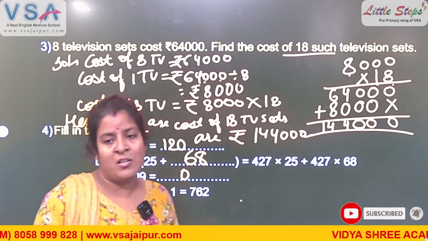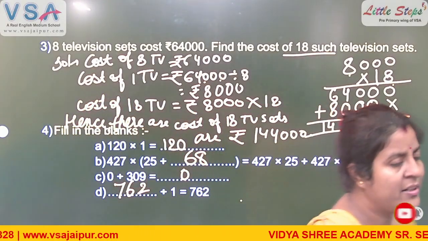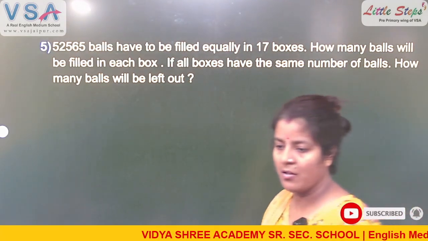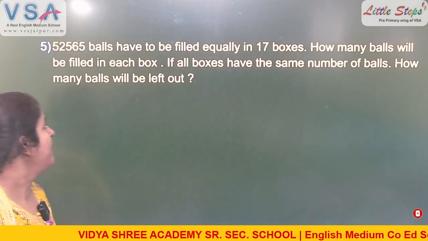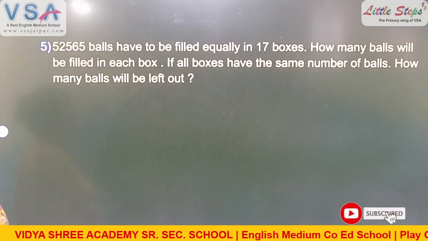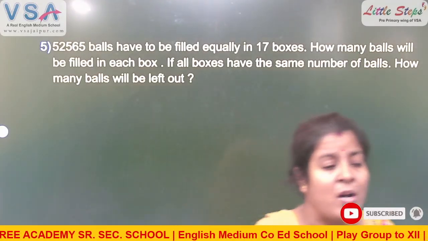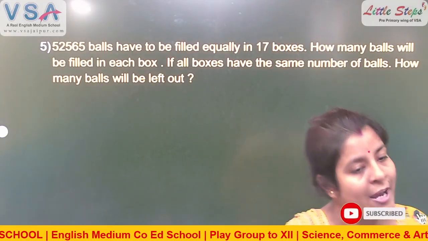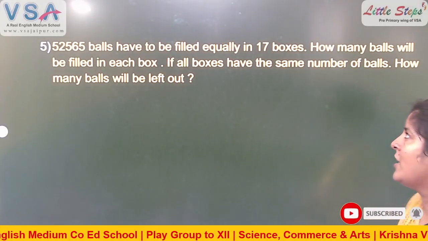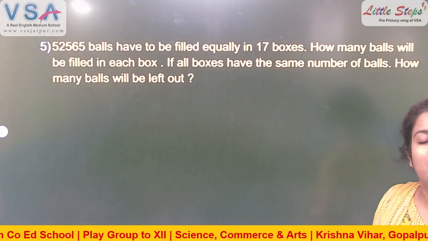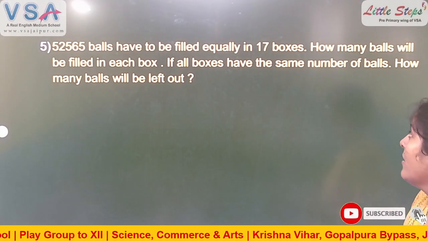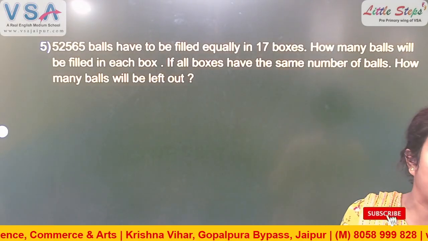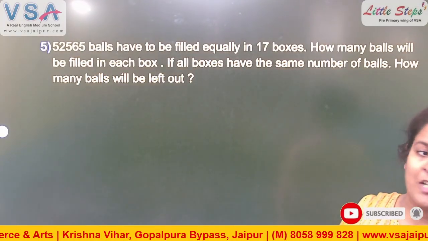And this question number 4 is completed. And we can write the next question. We can solve the next question. Question number 5. 52,565 balls have to be filled equally in 17 boxes. कितने boxes में fill करनी है मुझे? 17 boxes में. And how many balls will be filled in each box? तो हर एक box में कितनी कितनी balls आएगी वो हमें find करनी है.